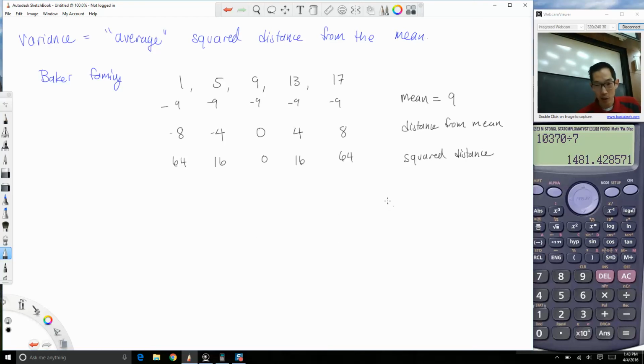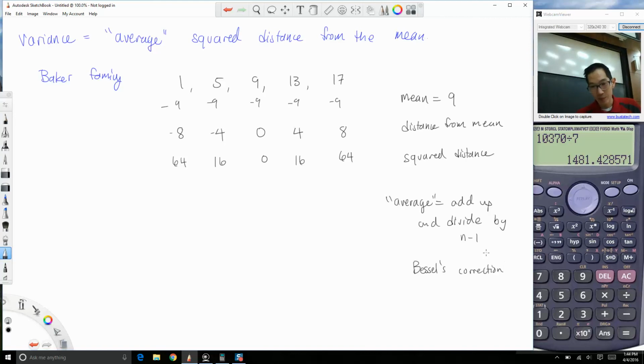So the quote "average" here will be: add them up and divide by n minus 1 rather than n. Someone's going to ask, why do we do that? Well, the answer is it's complicated. If you want to look it up, you can look up Bessel's correction.